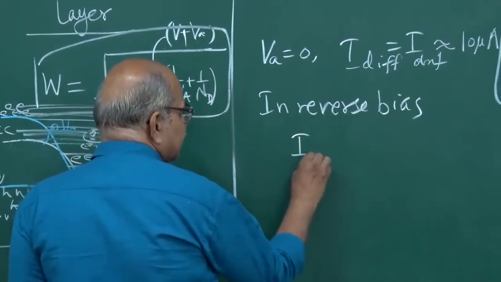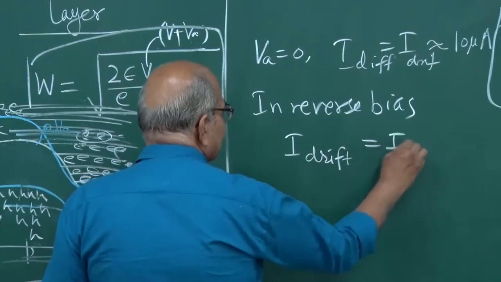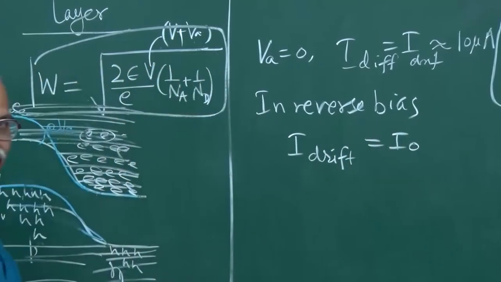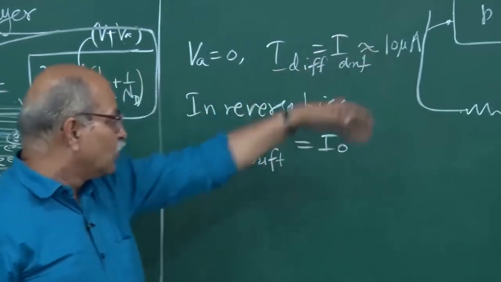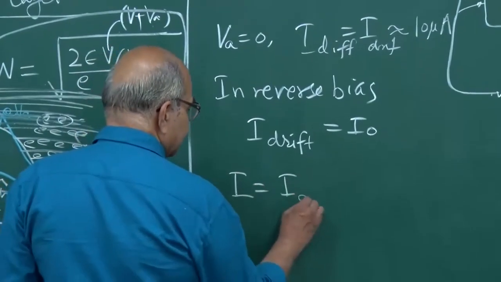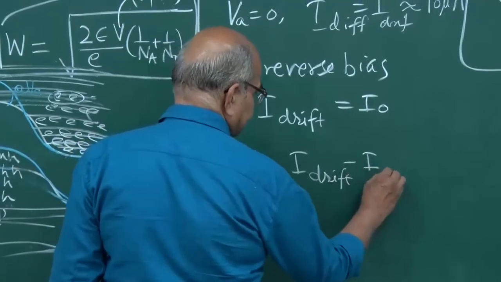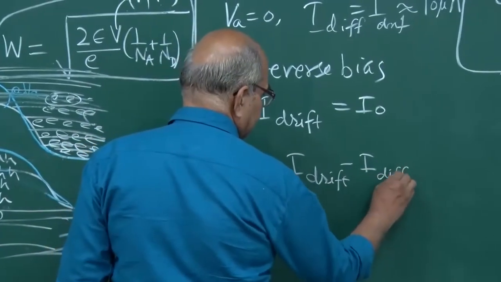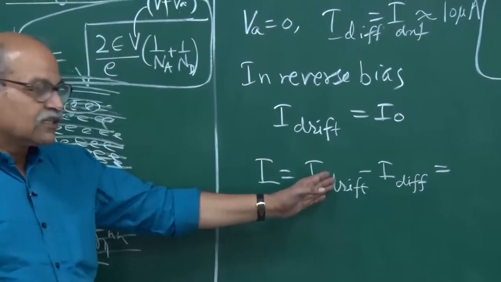This I drift is almost the same, almost doesn't change. But the diffusion current goes down. Already it was this, but it goes down. And therefore, this net current, which is now I drift minus I diffusion, will be in the opposite direction, in the direction of that drift.